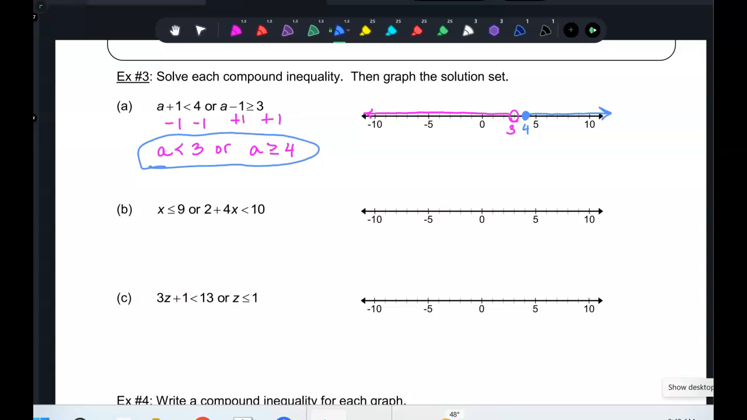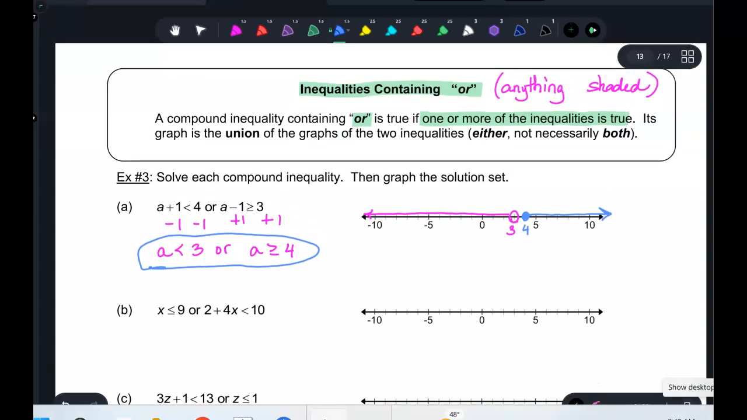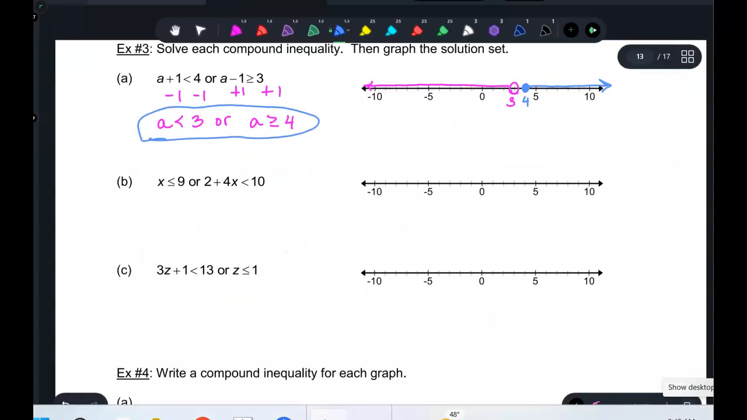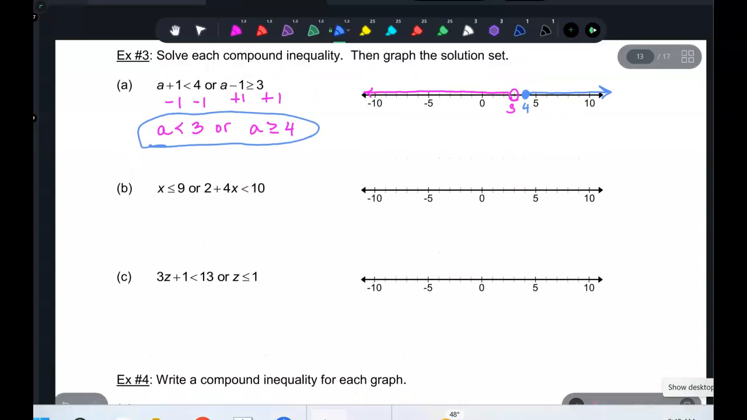So anything shaded, meaning we don't have to look at where they overlap. Where did I shade? I shaded to the left and to the right. So both of these parts are my solution. This is 13. Okay, let's look at the next one.